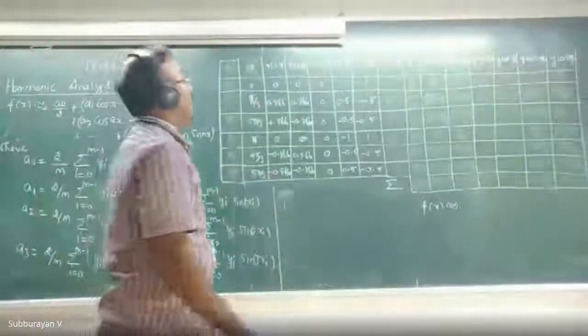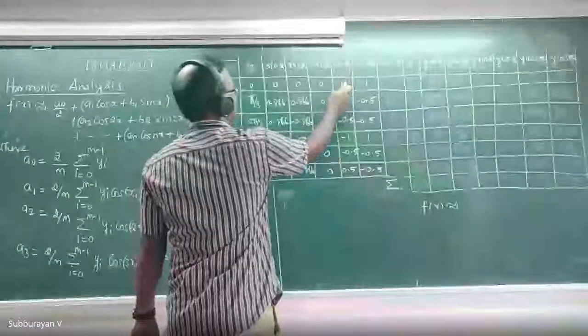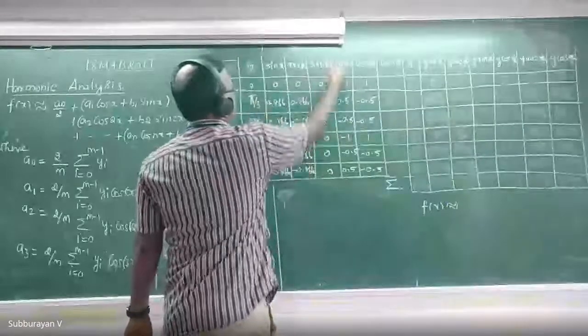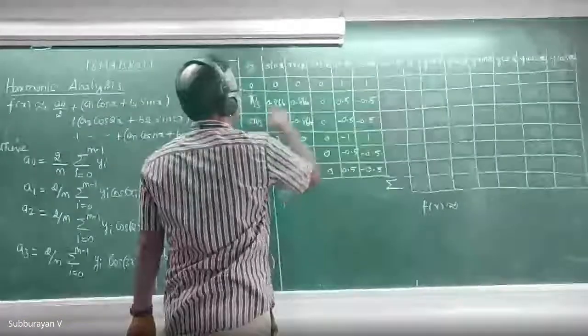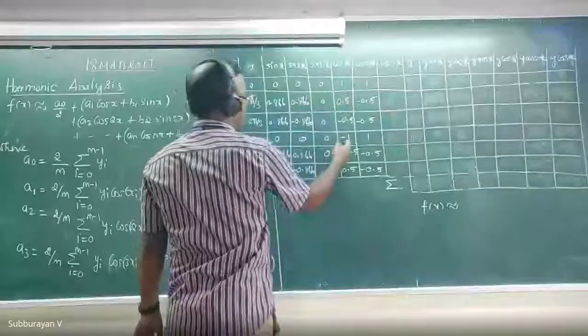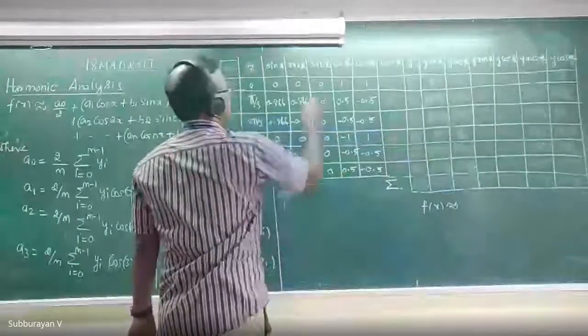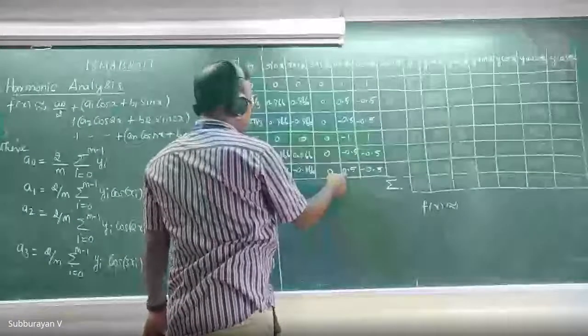Now come to the cos x column. What is cos 0? Cos 0 is 1. Cos pi by 3 is 0.5. Cos 2 pi by 3 is minus 0.5. Cos pi is minus 1. Cos 4 pi by 3 is minus 0.5. And cos 5 pi by 3 is 0.5.